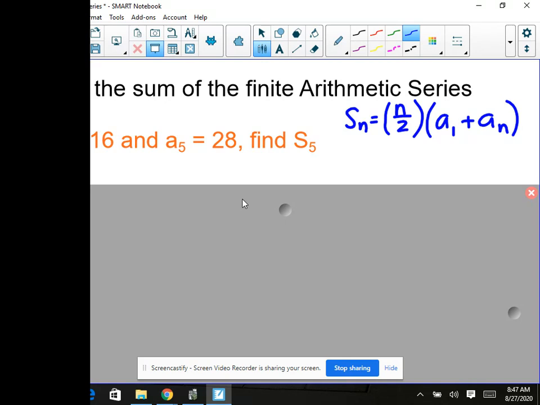So I'm going to start off with, what do I know? Well, they told me my first term is 16. They told me my fifth term is 28. And they're also telling me that it's S sub 5, which if this is n and it's 5, then so is this n. So it's just 5 divided by 2. Then it becomes, can you plug it in the calculator correctly, or can you follow order of operations correctly. Go ahead and do that.